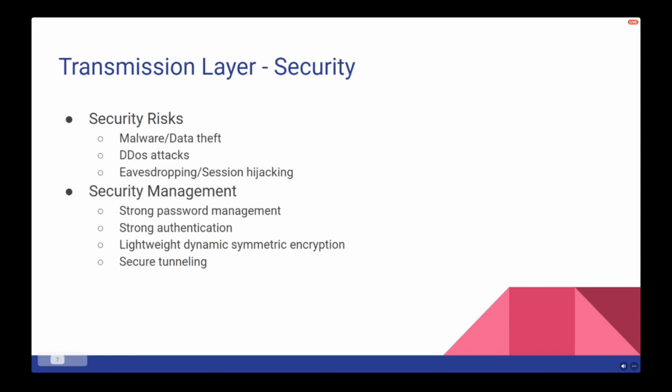The transmission layer also has various security risks and security management tactics. At the transmission layer, some security risks that we have are malware and data theft, DDoS attacks, and eavesdropping or session hijacking. And some ways to mitigate those risks are strong password management, strong authentication, lightweight dynamic symmetric encryption, and secure tunneling. Next slide, please.